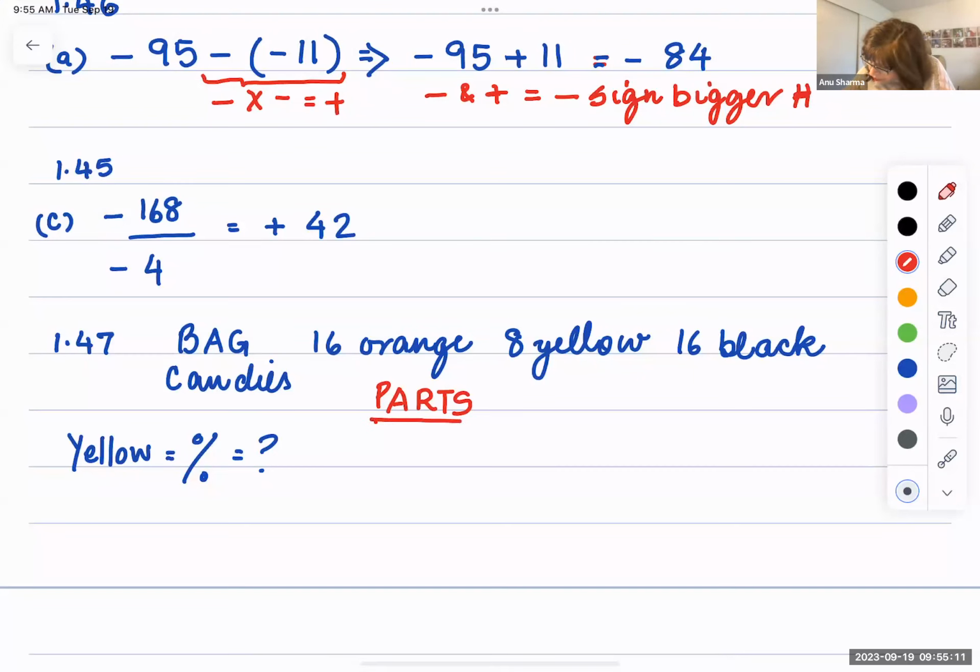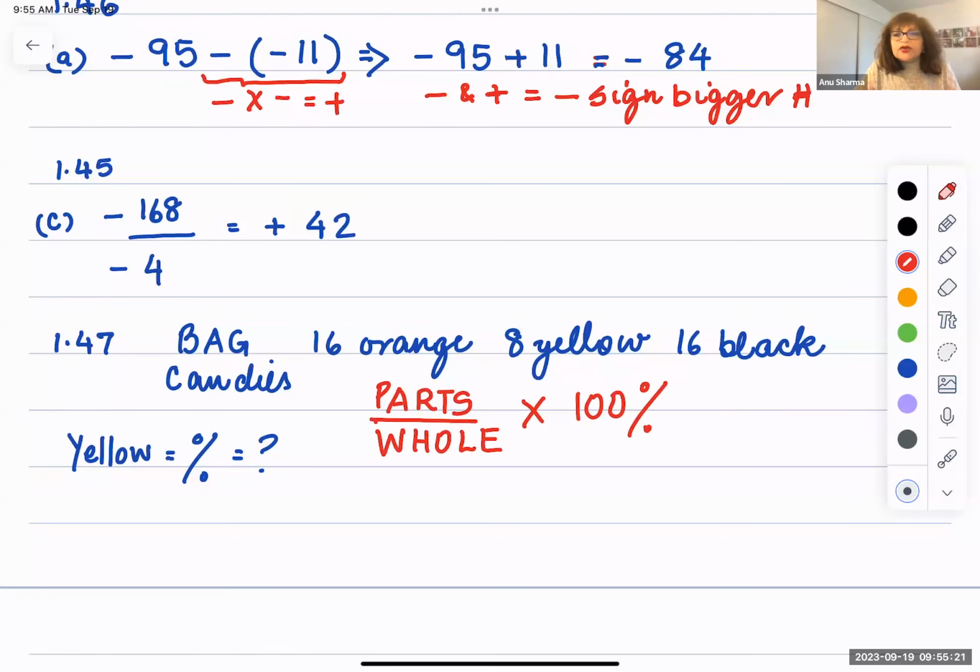Parts over the whole, times 100%. In this case, this is a part, small parts. You're going to be doing these questions. Why are we doing this? You are going to do the questions on moles, like the number of carbon atoms present in a sugar molecule. That is why you need to have this understanding.